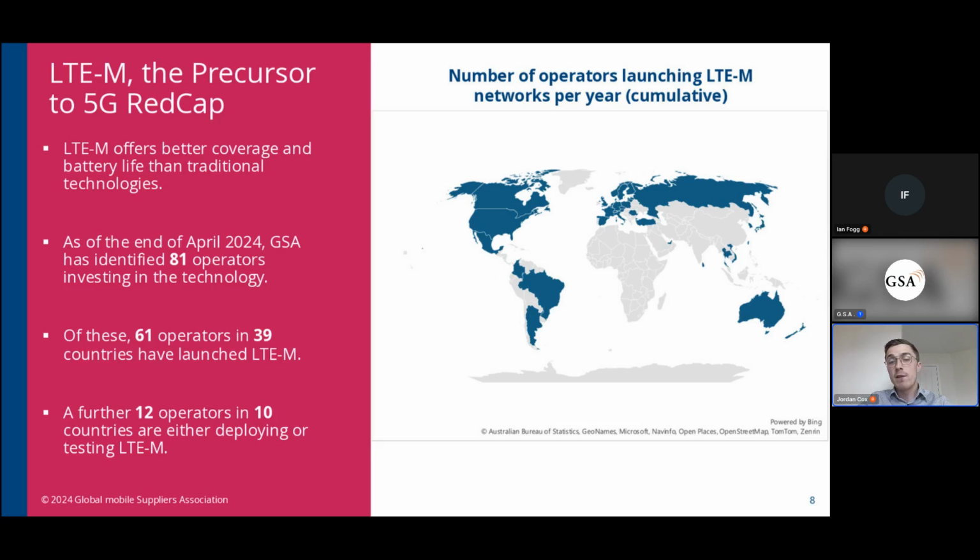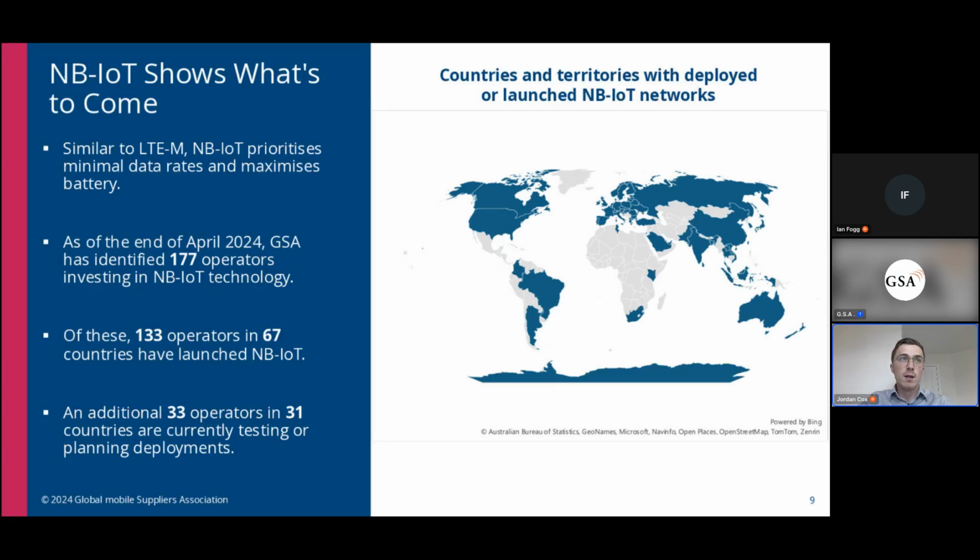However, as the migration to 5G technologies continues and RedCap grows, we would expect to see technologies such as LTE-M slow further in their development. And of course, for the continued investment in 5G RedCap, the market and appetite for IoT technologies needs to be clear.